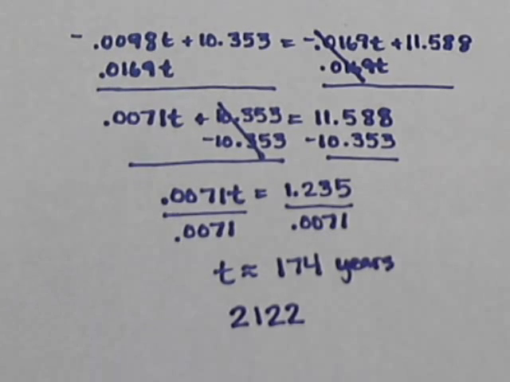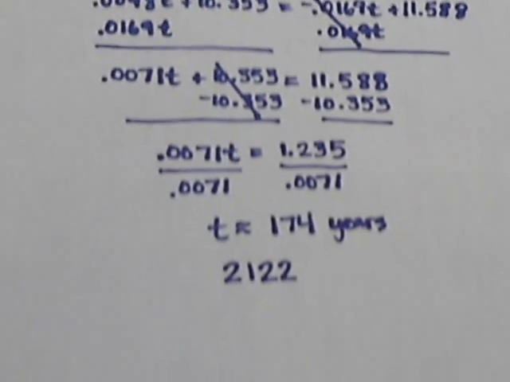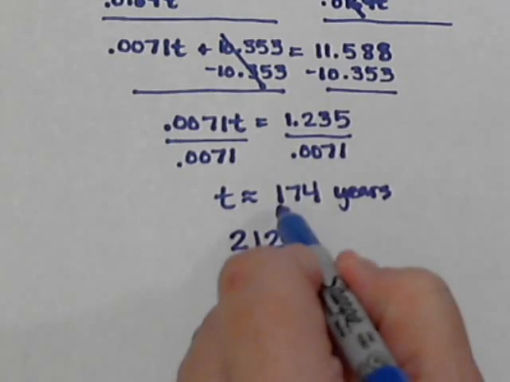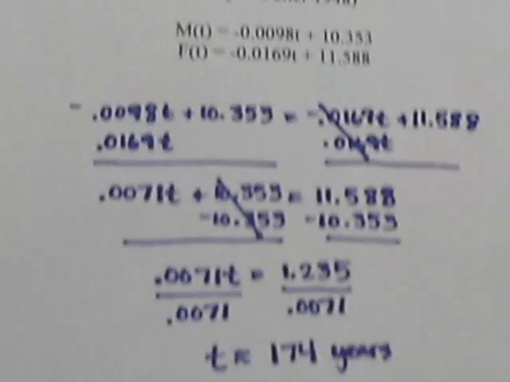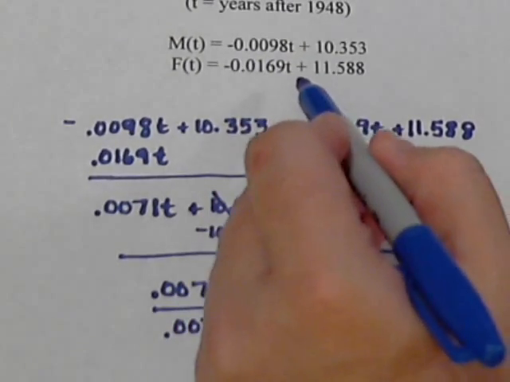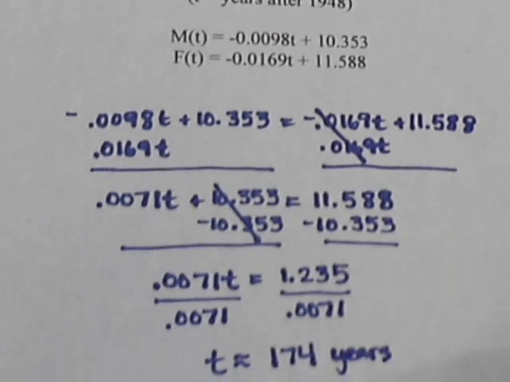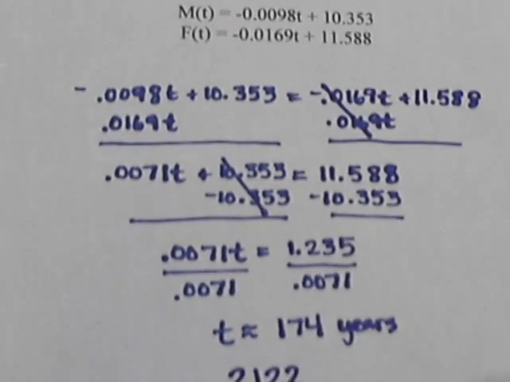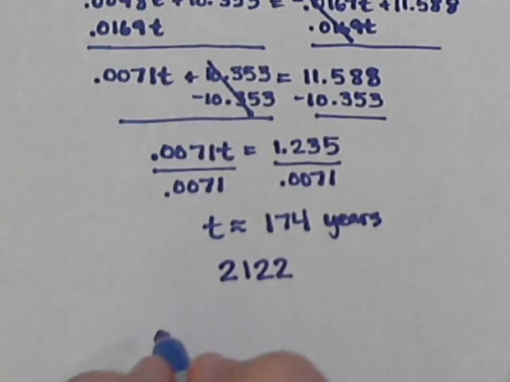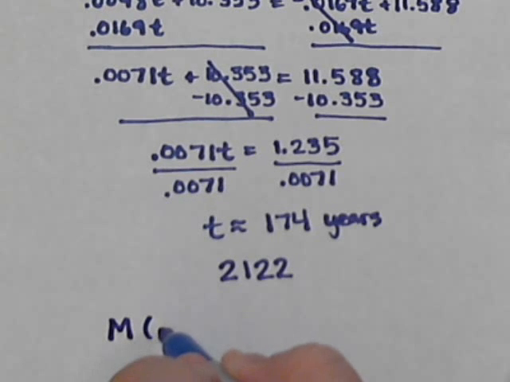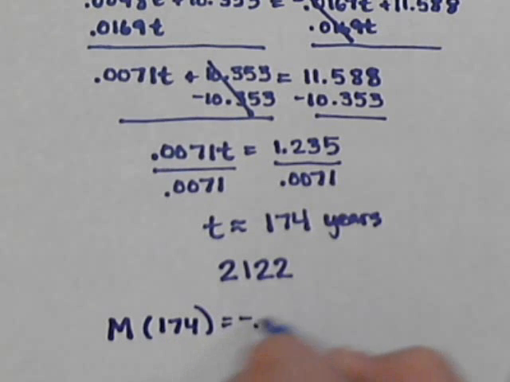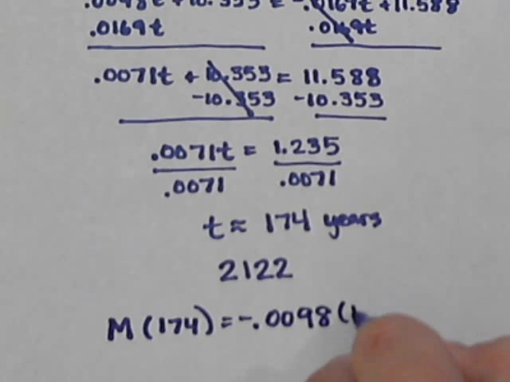Okay, so how fast will they be running? Well, at this time, they should both be running the same. So we can just take this number 174 and put it back into either of these equations. They should be the same, though may not be exactly the same since we did round this number off. So let's use the male's equation. We want to find the male winning time 174 years later. So we put 174 in for the t.